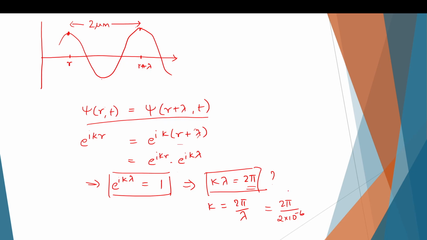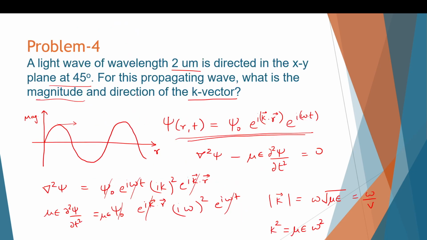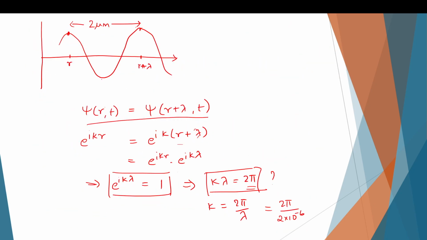Now the next part is the direction of the k vector. Can you please repeat, ma'am? Actually, why can we not write 4 pi? The other constraint that I did not understand. So if you write 4 pi here, what will happen? Let's see. If I write k lambda equal to 4 pi, that would mean k equals 4 pi over lambda, right?